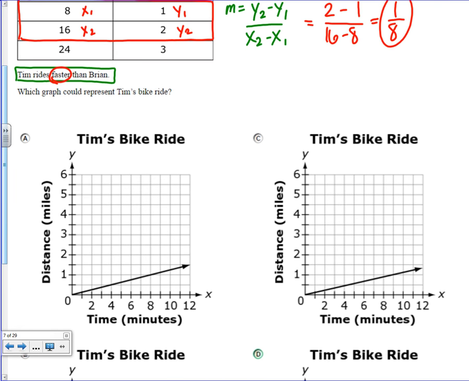So let's take a look here. We've got some graphs. Now remember, if I'm going to look at a graph, I got to find a nice point. Well, if I look at letter A here, it looks like there's a nice point right there. So we would be going up 1, over, looks like 8. So this would be 1/8. Well, that's the same as Brian, so that's not Tim's speed. Let's take a look at this one. It looks like there's a nice point right here that would be up 1 over 9. That's 1/9. 1/9 is smaller than 1/8, folks, so that's not Tim's speed.